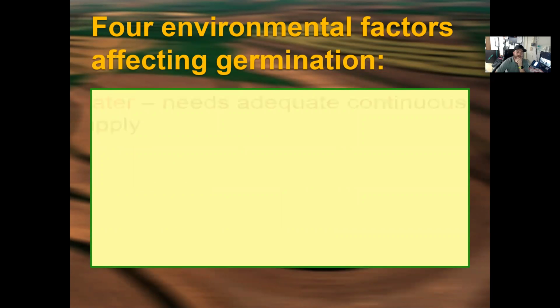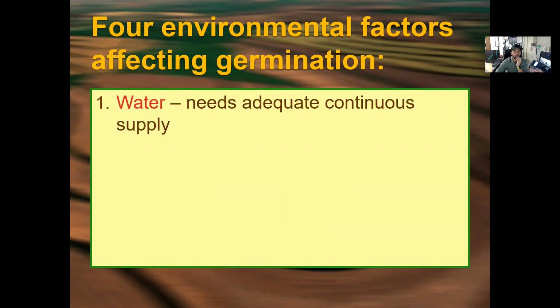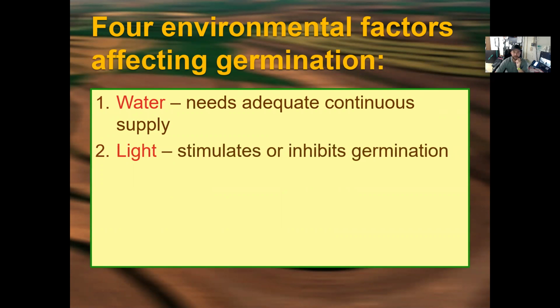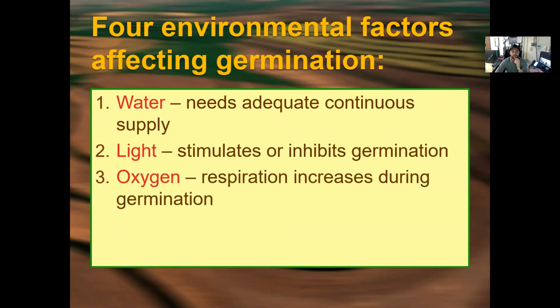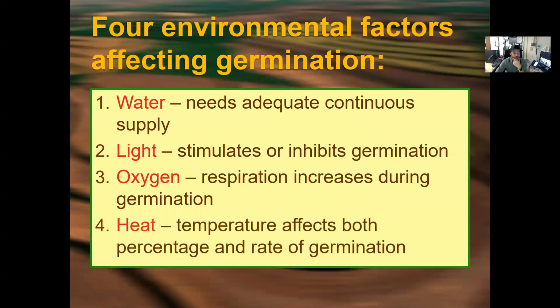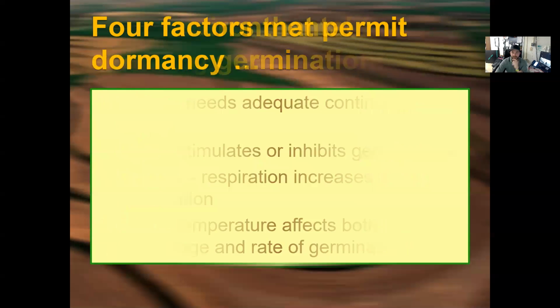Four environmental factors affecting germination: water, which needs an adequate continuous supply; light, which stimulates or inhibits germination; oxygen, which respiration increases during germination; and heat, where temperature affects both percentage and rate of germination.